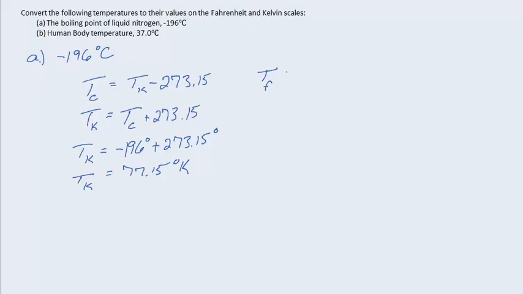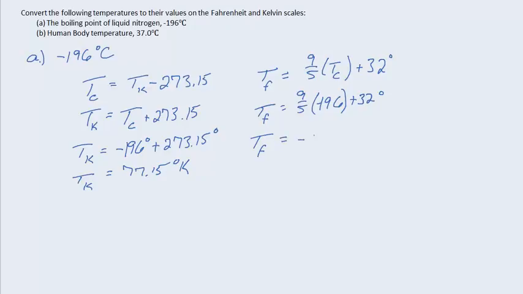And now if we were to convert our Celsius to Fahrenheit, we have an equation that states that our temperature in Fahrenheit is equal to 9/5 times temperature in Celsius plus 32 degrees. By simply plugging in our value of Celsius into the equation, we have 9/5 multiplied by negative 196 plus 32 degrees, which will give us a temperature in Fahrenheit equal to negative 320.8 degrees Fahrenheit.